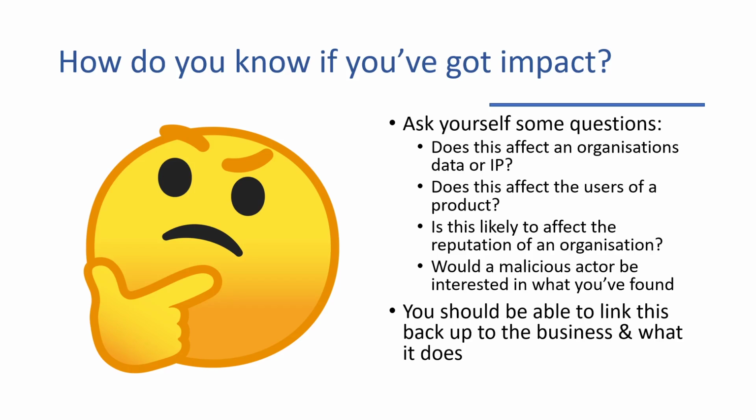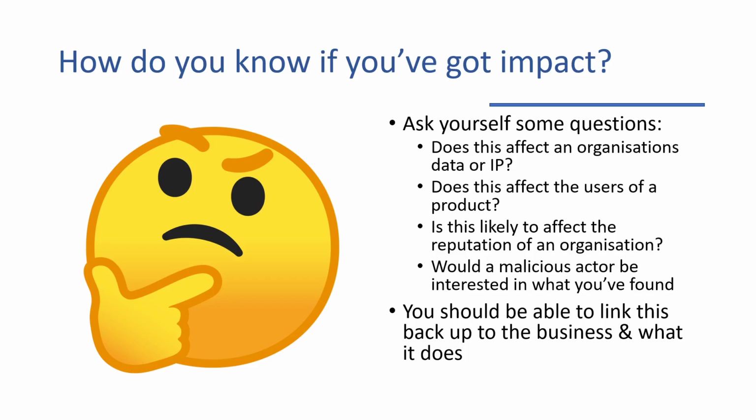Would a malicious actor be interested in what you found? So the reason good hackers exist is to stop the bad ones, right? And if you've got something that you could give to a malicious actor and they'd be very interested, they'd be sending you little eye emojis, then you've got something that's got impact. And quite a lot of the job of bug bounty hunters is actually to pretend to be the bad guys, right? We attack something and we think to ourselves, what possible impact can I get? How much damage can I do, and where am I going to do it?